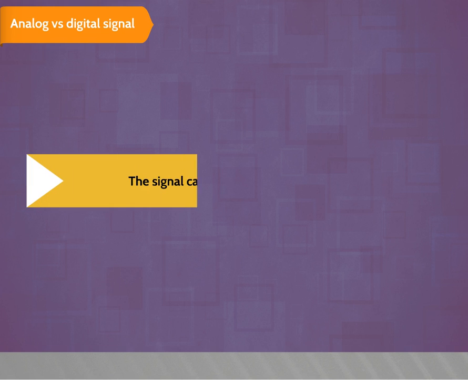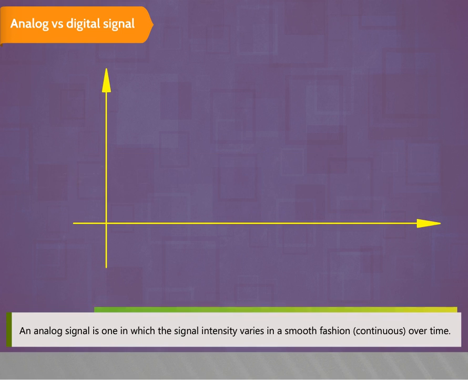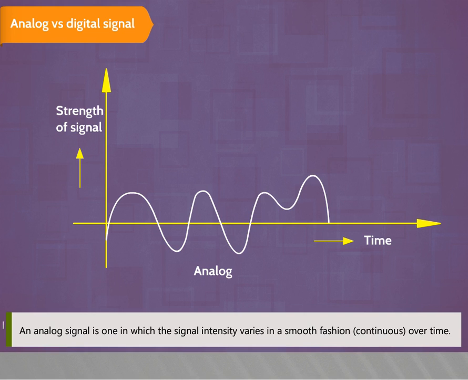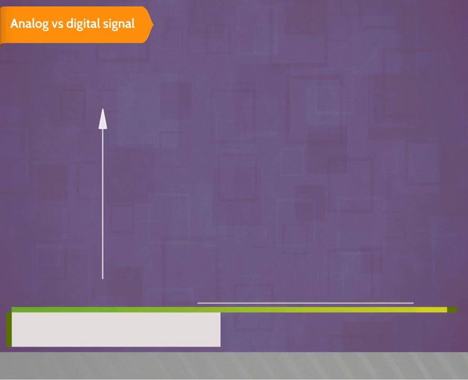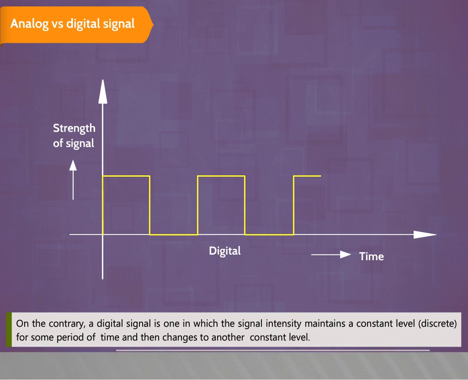Analog versus digital signal. The signal can be either analog or digital. An analog signal is one in which the signal intensity varies in a smooth fashion that is continuous over time. On the contrary, a digital signal is one in which the signal intensity maintains a constant level that is discrete for some period of time and then changes to another constant level.